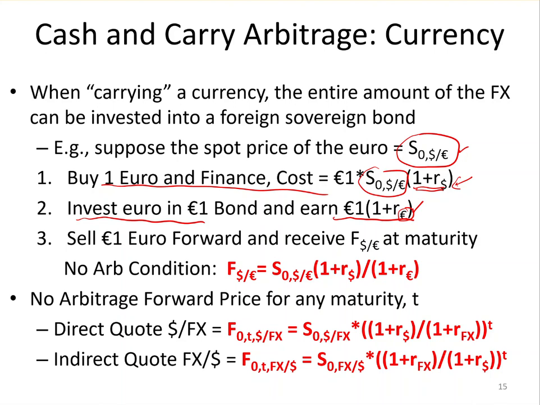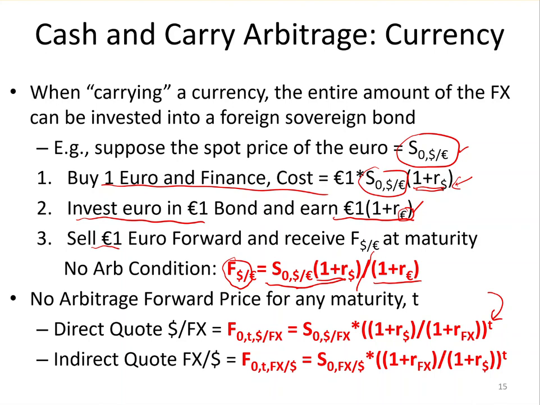So for euros, if I buy the euro today and enter into a contract to sell the euro a year from now, and while I'm holding the euro, I'm investing in a euro-denominated bond, what we say is that the no arbitrage forward price is today's spot times 1 plus the interest rate. That's the cost to carry, but that's being offset by dividing by 1 plus the euro interest rate, and that's going to reduce the cost to carry. All right, so that's it. That is the no arbitrage price for the euro.